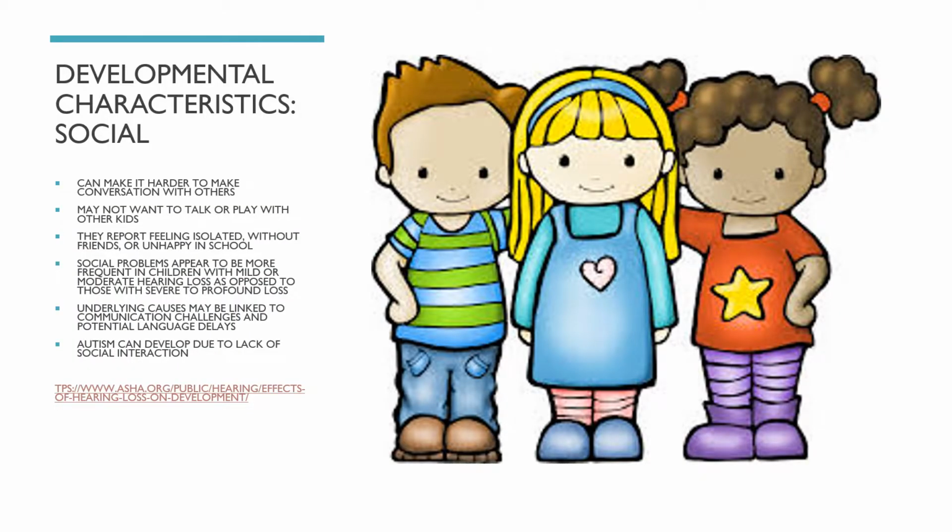So the next section of developmental characteristics that I'll talk about is social. Obviously, language is a communication tool, so the hearing impairment can make it harder to make conversation with others. Because of that, children may just not want to talk to or play with other kids because it's too hard and stressful for them. As a result of this, they report feeling isolated without friends or unhappy in school.